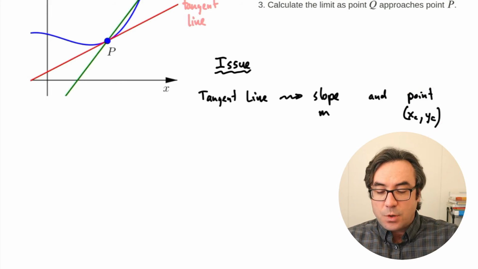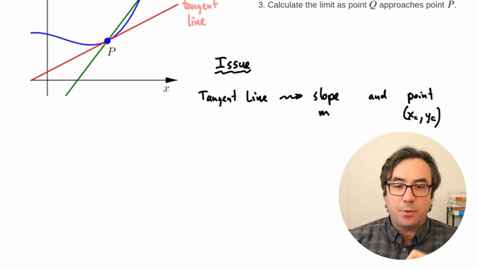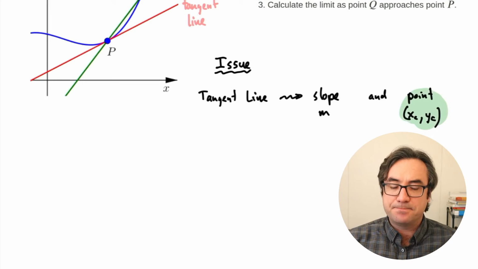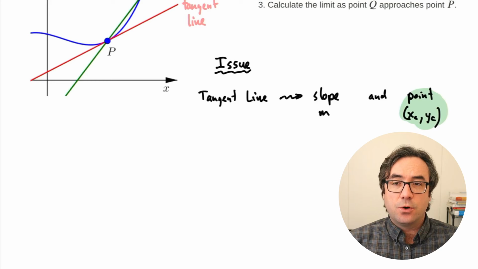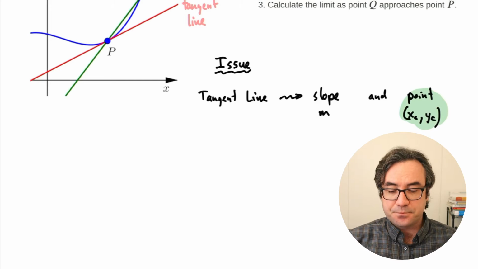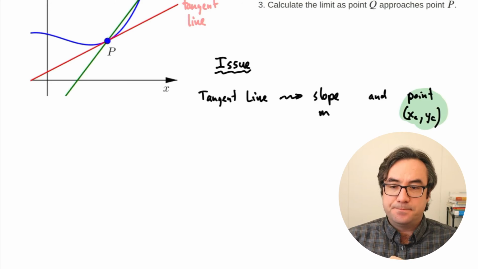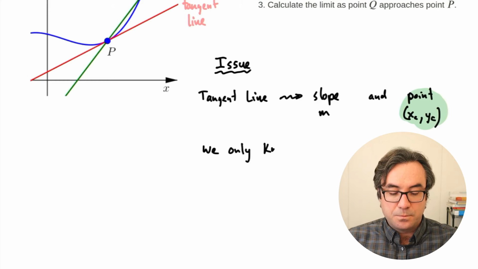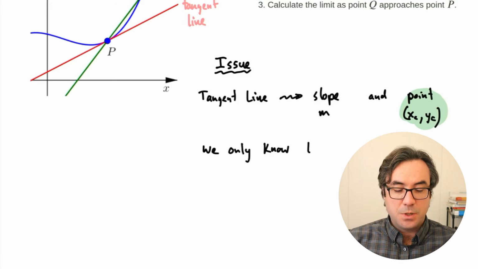Well, we have our point P. So knowing the point is not the issue. The issue really comes down to the slope. In order to figure out the slope of a line, in general, we need to know 2 points that are on the line. We only know one. So that's the issue. We only know 1 point on our tangent line.